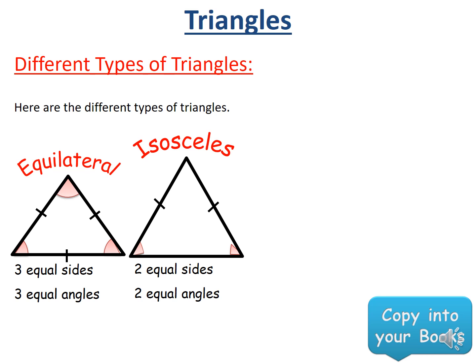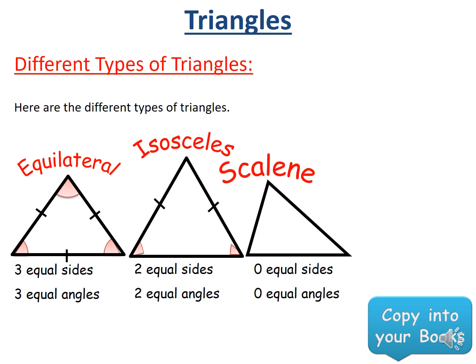Next, we have isosceles triangle. And with this type of triangle, you have two equal sides. And if you notice, they are the two which have the stripes on them. And because of the two equal sides, you have two equal angles, usually at the base of the triangle. Next, we have a scalene triangle. This is just a triangle which has no equal sides and no equal angles.